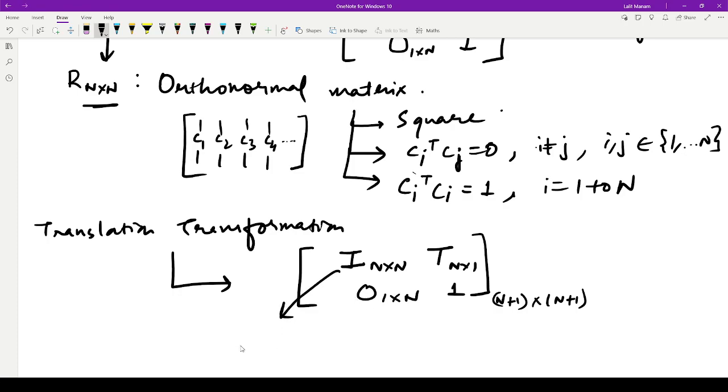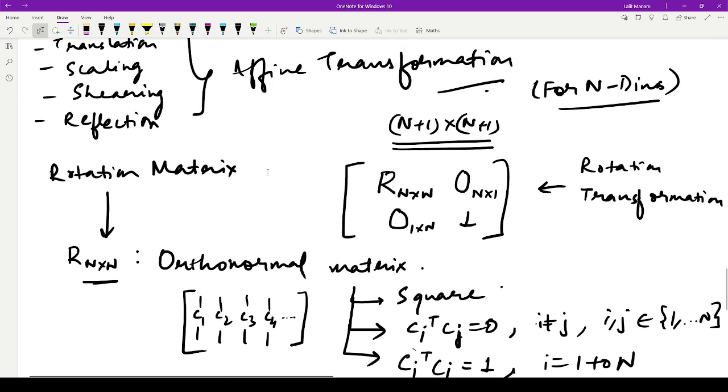So this is the identity, yes. The identity, and this is the translation part. Okay, so what next do we have?